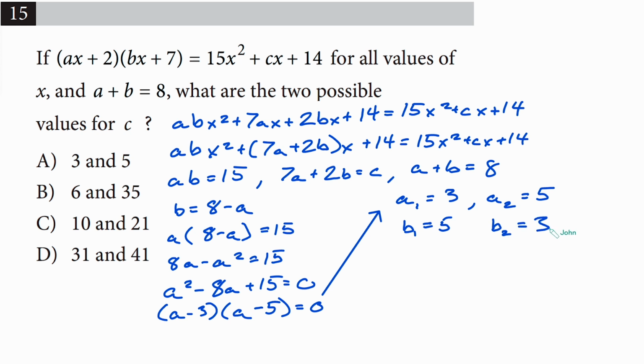In retrospect, most of you could have guessed 3 and 5 from a times b is equal to 15 and a plus b is equal to 8, but just in case you missed that, I wanted to give you a rigorous argument to solve for them.